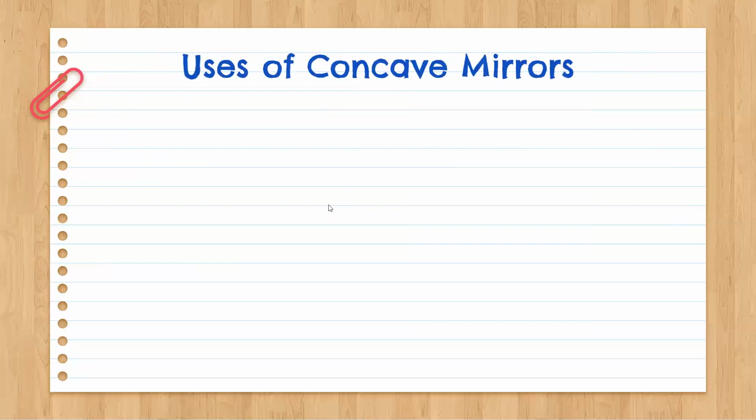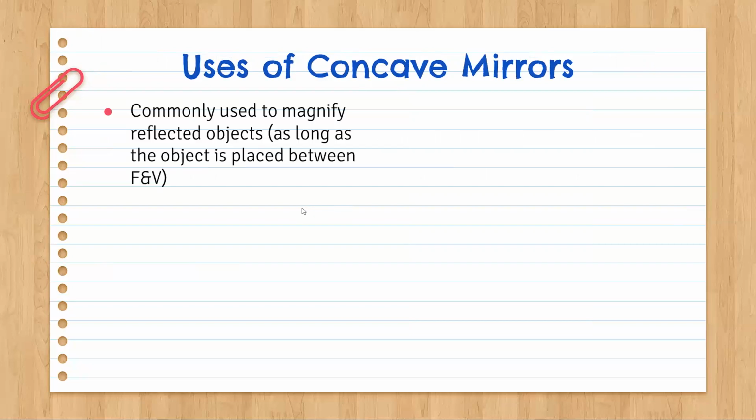Uses of concave mirrors. Commonly used to magnify reflected objects as long as the object is placed between F and V. Besides magnification, concave mirrors have other uses as well. Some of its other uses are the following.